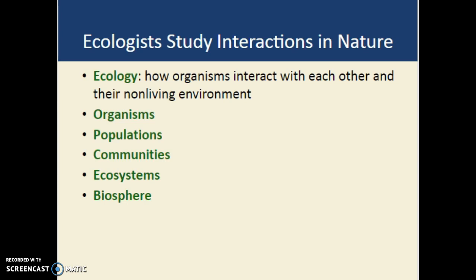So then the rest of those terms: organisms are going to be living things. Same species, same place, same time gives us a population. We look at all populations in one place at the same time, and now we've got a community. If we throw abiotics in there, we've got an ecosystem, and then we group all of our ecosystems together into biomes, and the biomes come together to form the biosphere.